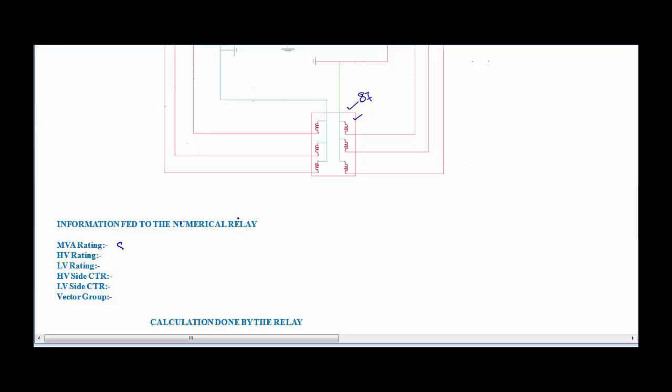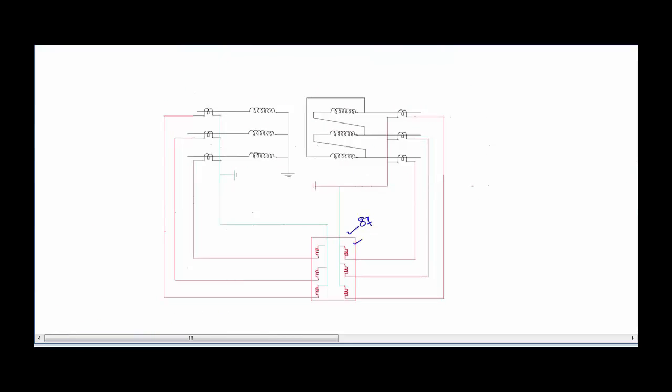So for example, let us consider that the MVA rating of the transformer is 80 MVA. Then we have to give information regarding the HV side rating of the transformer. So let's assume that it's 220 kV and the LV rating is, let's say, 33 kV. The next two are HV side CTR and LV side CTR, which means the high voltage side CT ratio and low voltage side CT ratio.